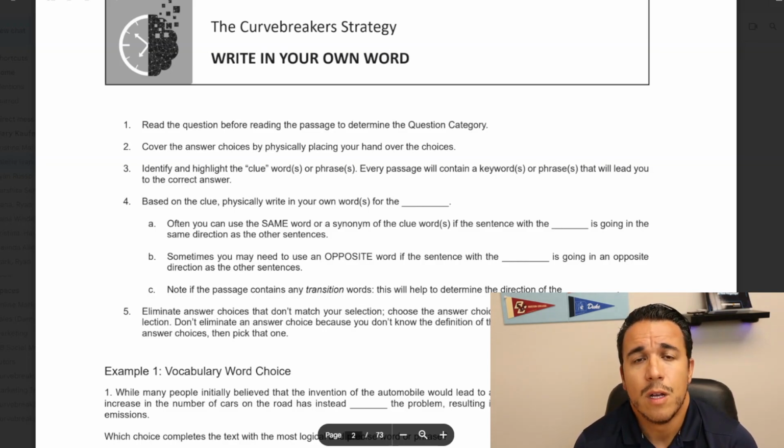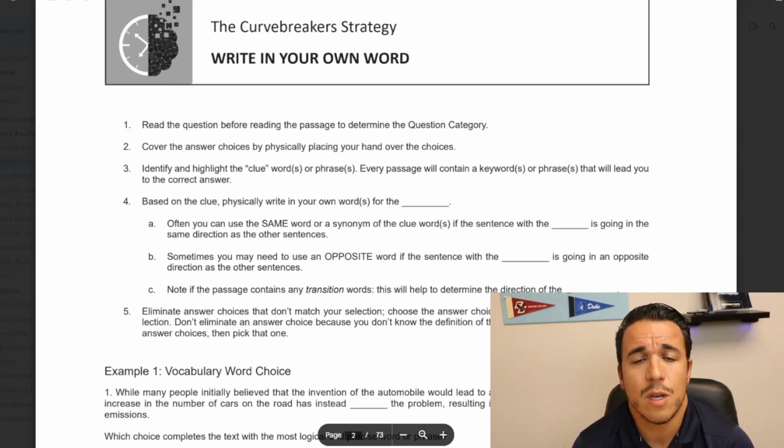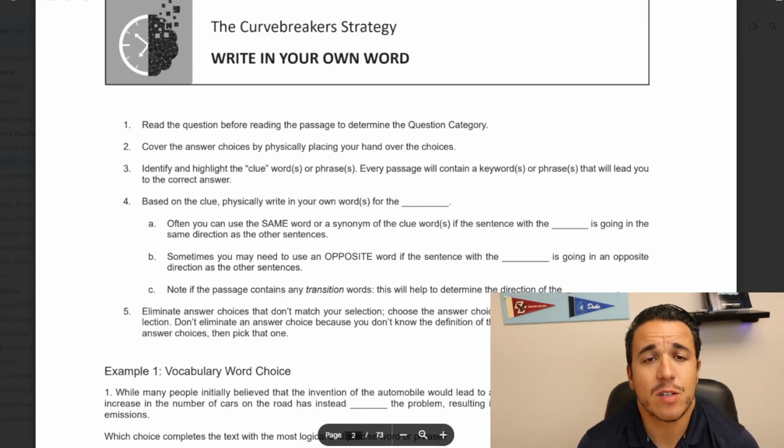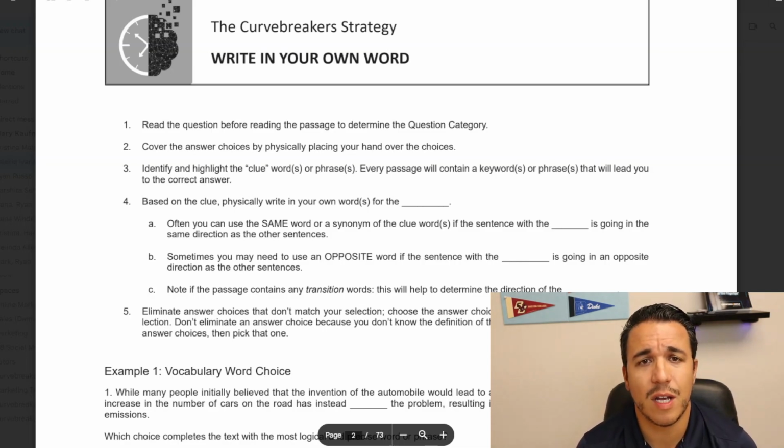So if they gave you certain words in the prompt that indicate what would go there, you can just reuse those words. We don't want to make this overcomplicated. Our goal for these strategies is to make the test as easy as possible. So if they give you good words to use, make sure you use them. If you see that the prompt is going in the opposite direction, you might want to pick an opposite word. I'm going to go through an example that will show this to you guys in a second, but I want to just get through these strategies and make sure you understand what to do.